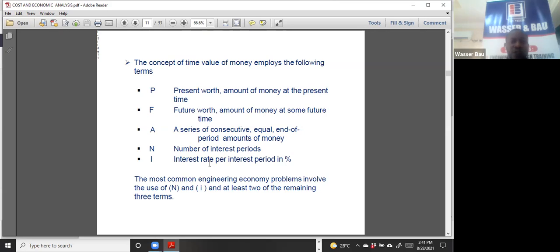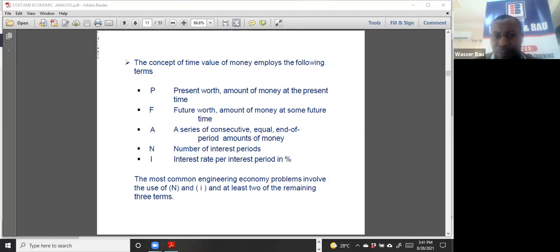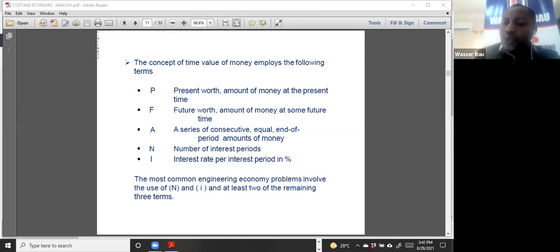So let's go to a big one now. Everything we're discussing in this class is hinged on that concept of time value of money. It's a very important economic indicator. Very, very important. So in discussing time value of money, there are 5 parameters I would like us to take note of. There are 5 parameters that can be used to evaluate any project.